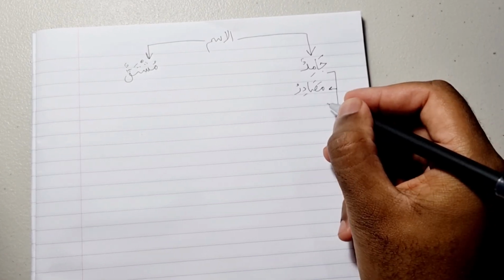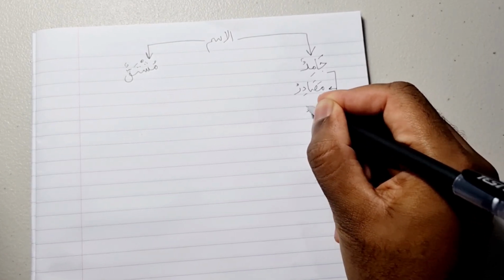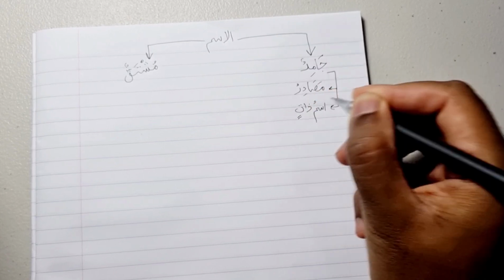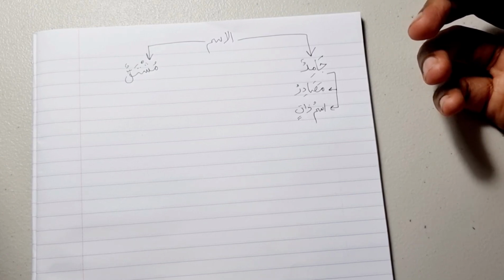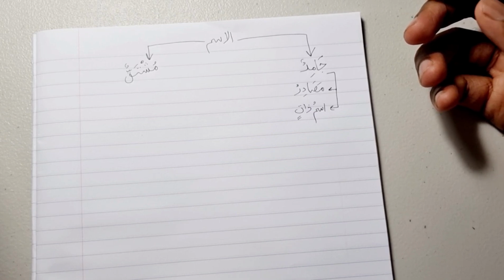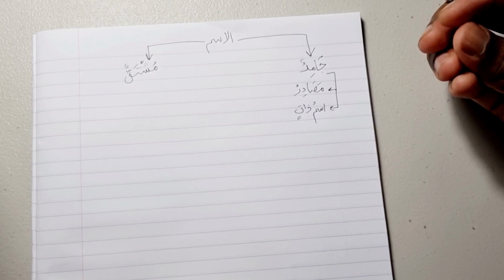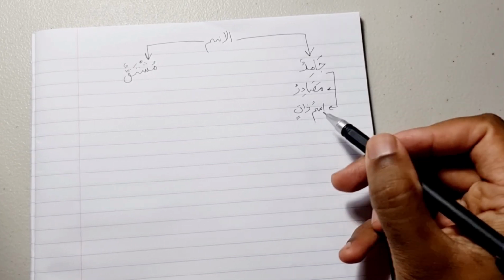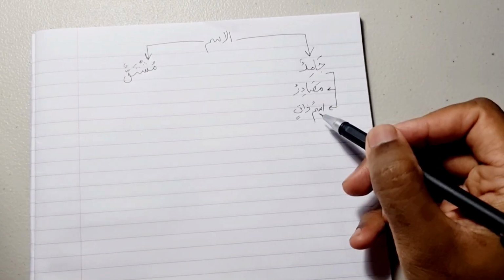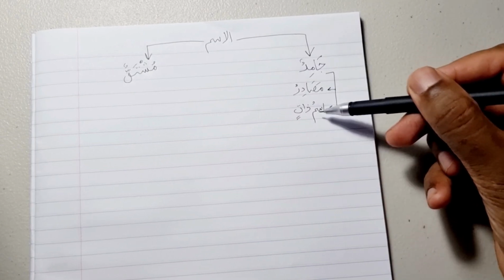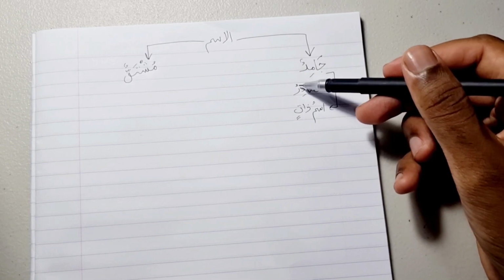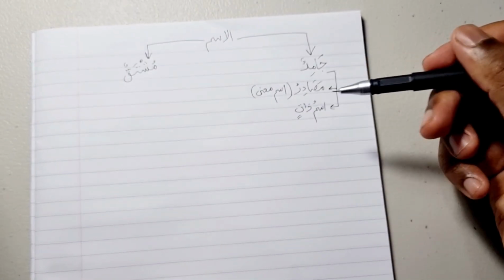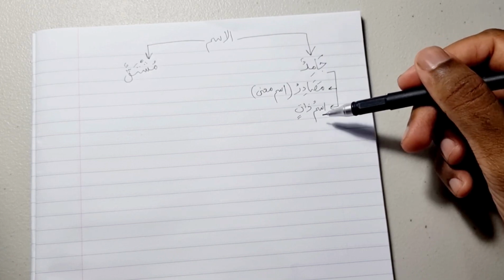And then we have something else which is known as ismu dhat. Ismu dhatin is a noun which denotes a physical being, like rajulun, for example, imra'atun, shamsun, qamarun, and so on. These words denote a physical being, and these words likewise they are jamid. The difference between these two is that these are physical beings, whereas these ones are meanings, ma'ani. Ism ma'na, ism dhat. That's how it's generally categorized. Ismu ma'na and ismu dhat.